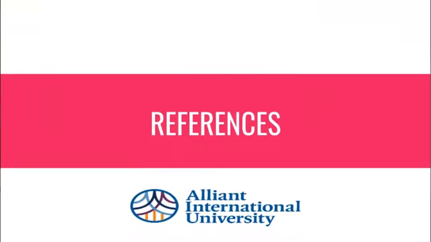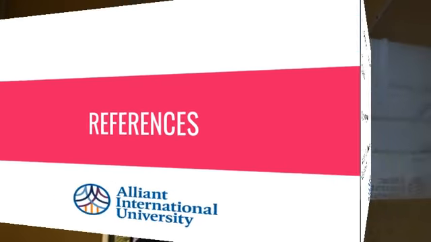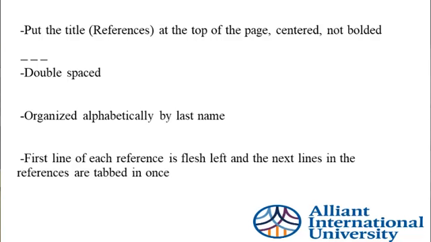So for your references page, the title references will be at the top of the page, centered, not bolded. Each reference will be double-spaced, organized alphabetically by the last name. We'll go in depth on what to do if there is a citation or reference that does not include the author. We'll go over some examples of what you would start with to keep it alphabetical and in order on your reference page. The first line of each reference is to the left, and then the next lines in the references are tabbed in once.